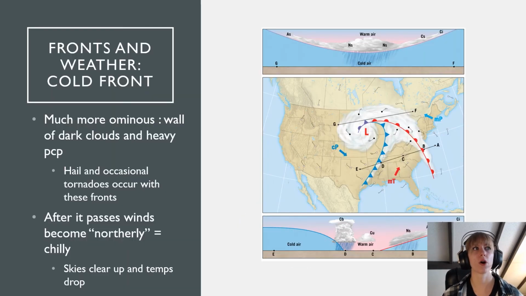Whereas a cold front is a much more ominous wall of dark clouds and heavy precipitation. You're going to have things like hail. Occasional tornadoes occur with these fronts. After it has passed, you will have northerly or chilly winds. Skies will become very clear and temperatures will remain low. So instead of having those nice fluffy clouds, you will have an entirely clear sky with maybe some cirrus clouds.